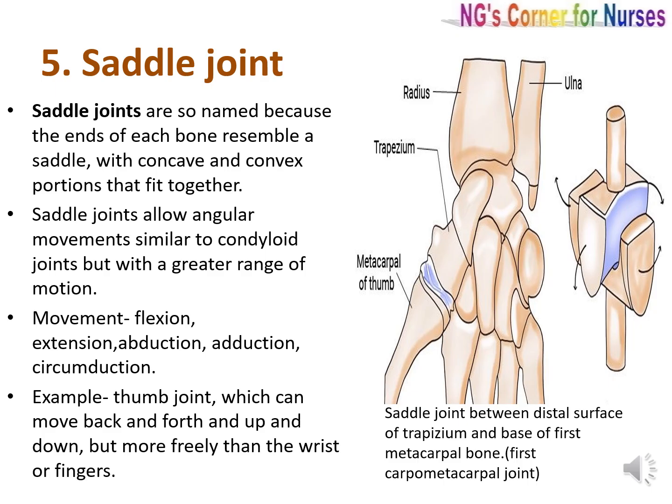Example of saddle joint is the thumb joint, which can move back and forth and up and down, but it can do so more freely than the wrist or fingers. So in the picture we can see the thumb joint that is formed by trapezium and metacarpal of the thumb.